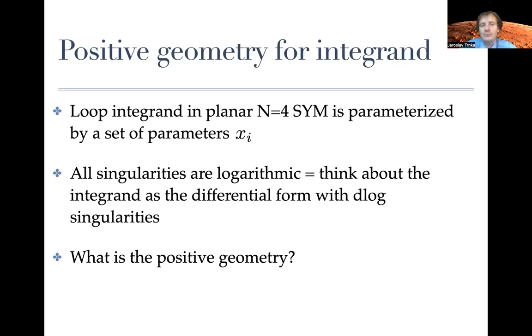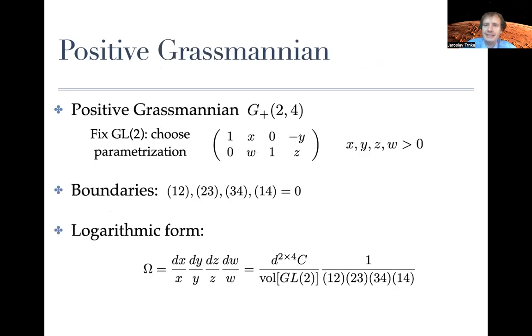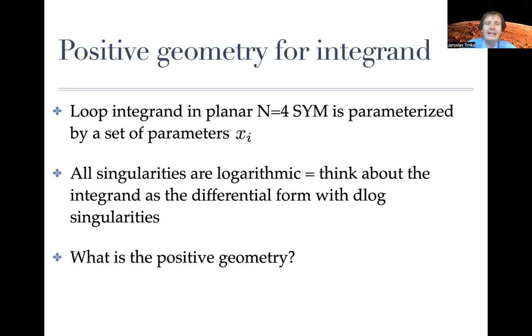Okay, why did I say that? Because the loop integrand in planar N=4 super Yang-Mills can also be parameterized by a set of parameters xi, similar to these ones. This is a very surprising statement about N=4 super Yang-Mills, very specific to it: all the singularities are logarithmic. So we can think about the integrand as a differential form with d-log singularities, in the same way we started from the point of view of geometry.